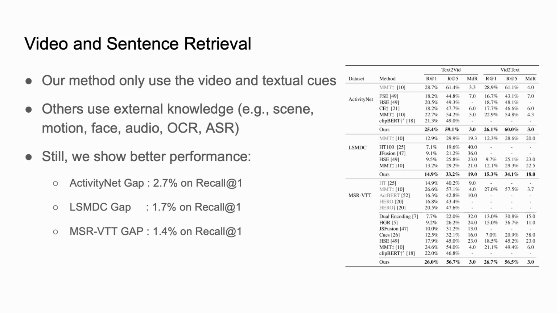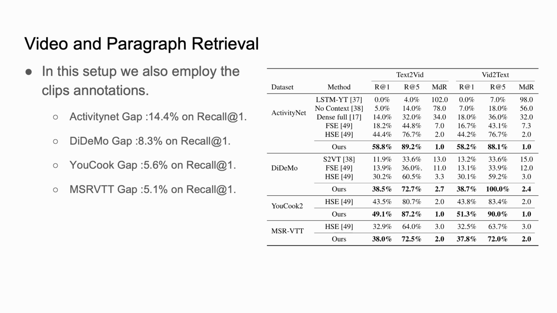Results for video and sentence retrieval are shown in the following table. For datasets containing multiple sentences, we concatenate the sentences into one sentence. Our method uses only the text data and video data, and still we show better performance across the datasets. These are the results for video and paragraph retrieval. In these settings, we also employ the clips annotations, and we also show better performance across the datasets as well.